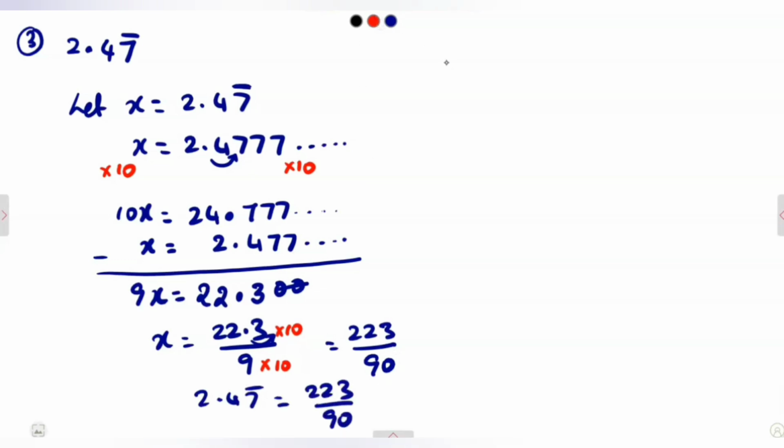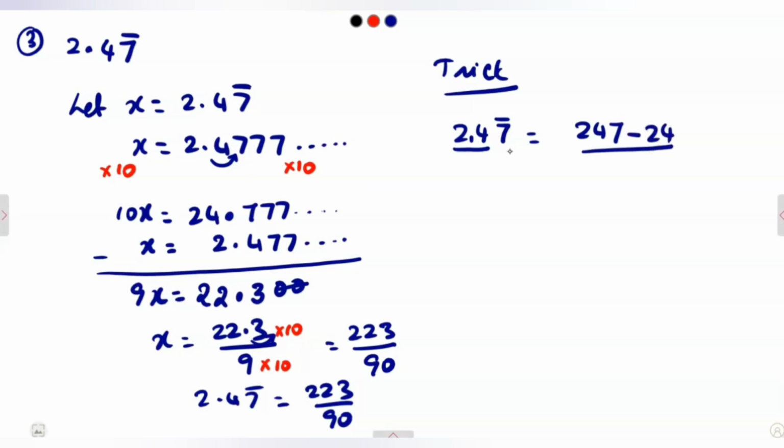Now let us see the trick. Without doing this whole working, you can write the direct answer when it comes in competitive exams; no need to do the whole working. So the question is 2.47 bar. First of all, you write the total number without decimal and without bar as the numerator, 247. And the number which is not repeating, which is not having a bar, you subtract from this: 24.